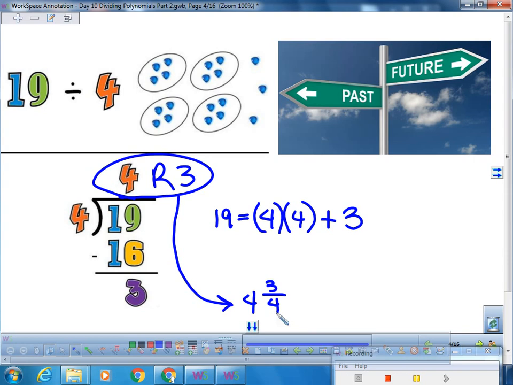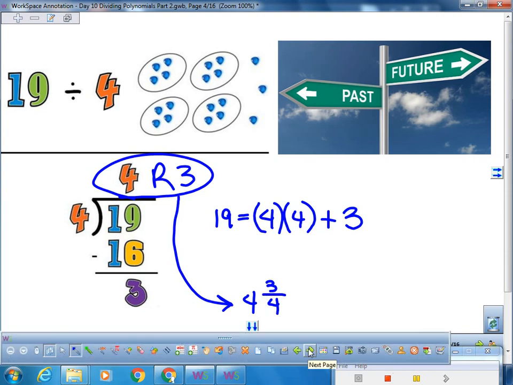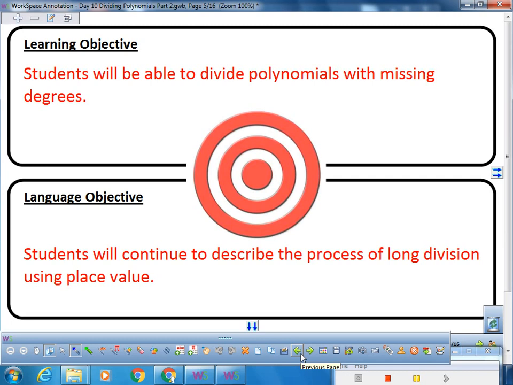Okay, so this can be written this way too with our polynomials. And I'm going to show you how. I'm going to show you all. I'm not going to show you this way, but I'm going to show you this way, and this way. Okay, so the next one too is you should be able to divide polynomials with missing degrees as well. We're going to add that in there today.